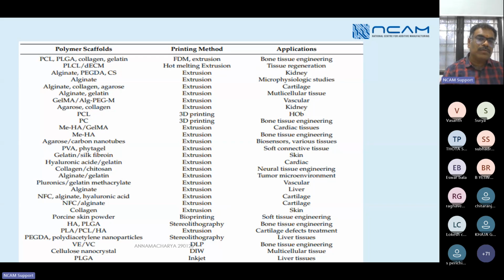There is a company which is working on liver development, and they are trying to develop liver tissue through 3D printing of the liver to address the problem of liver replacements. And then some companies are working on kidney related work.